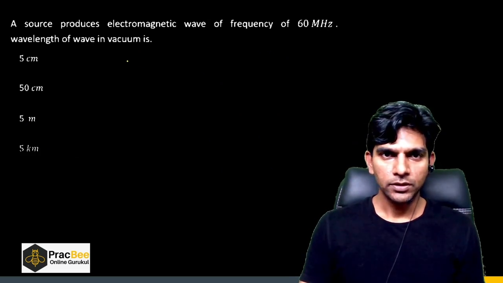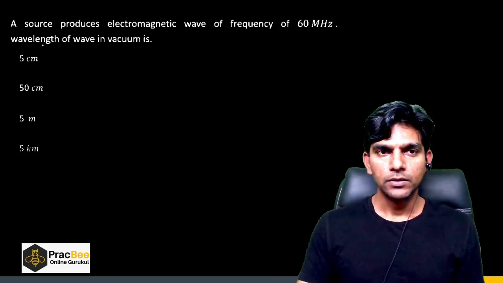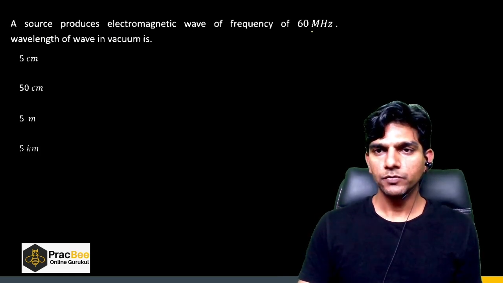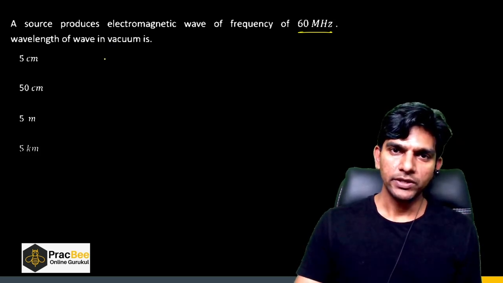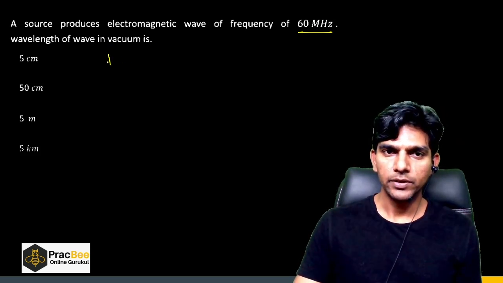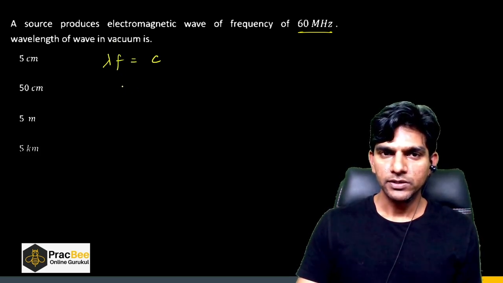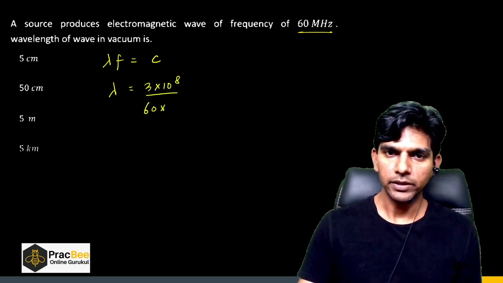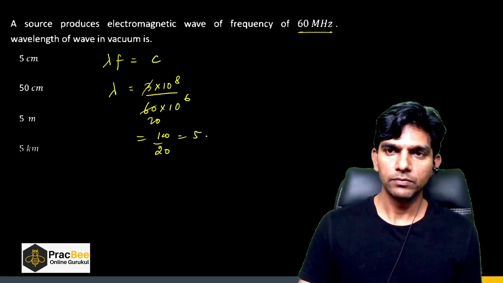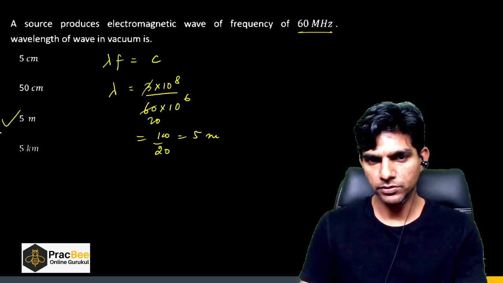Okay, next question is from electromagnetic waves. A source produces electromagnetic wave of frequency 60 megahertz; find the wavelength of the wave in vacuum. So we know that for an electromagnetic wave, lambda times the frequency is the speed. Frequency is given, so lambda will be 3 into 10 raised to power 8 divided by 60 mega. Mega is 10 raised to power 6. So this will be 100 by 20, that will be 5 meters. So 5 meter is the answer of this question.